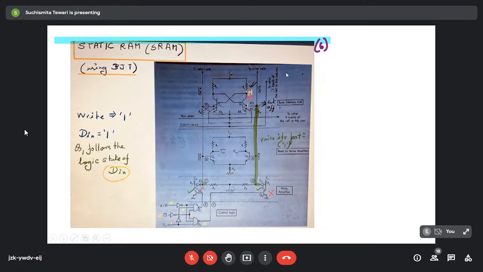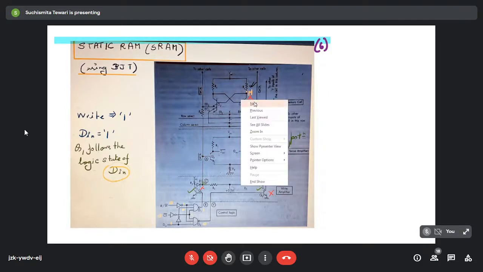So here this is the circuit diagram of a single memory cell which stores just 1 bit. We want to first write 1 in this memory cell. So let us see what exactly is happening over here.